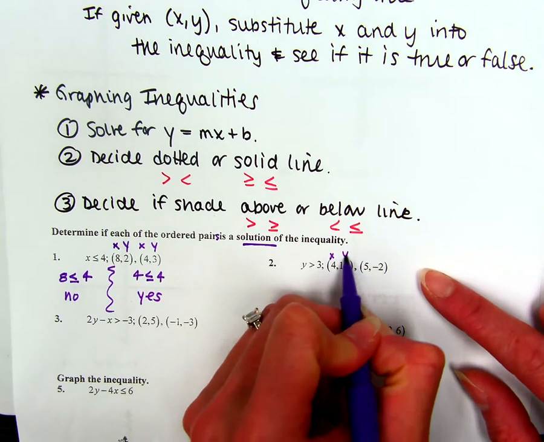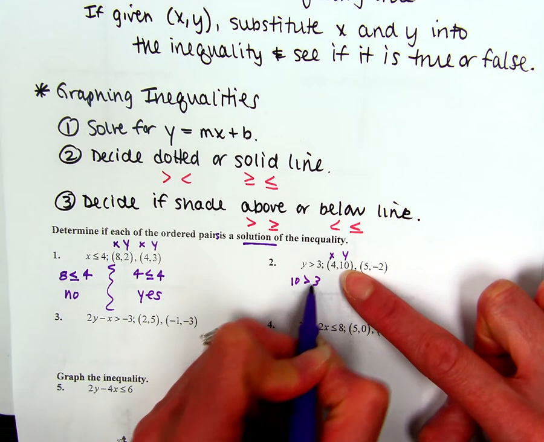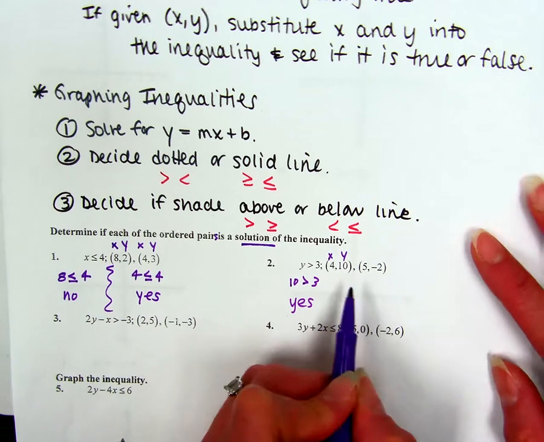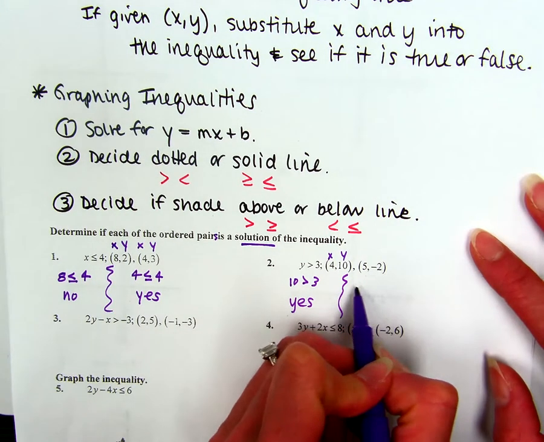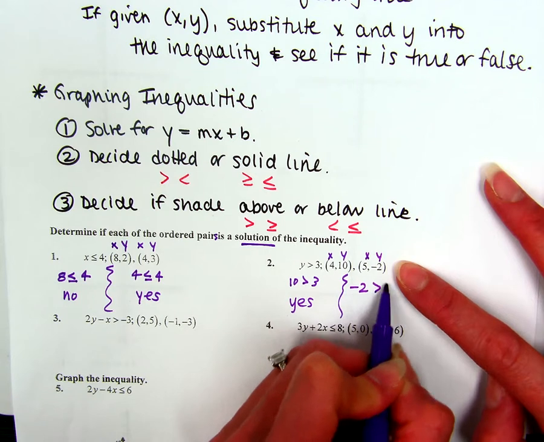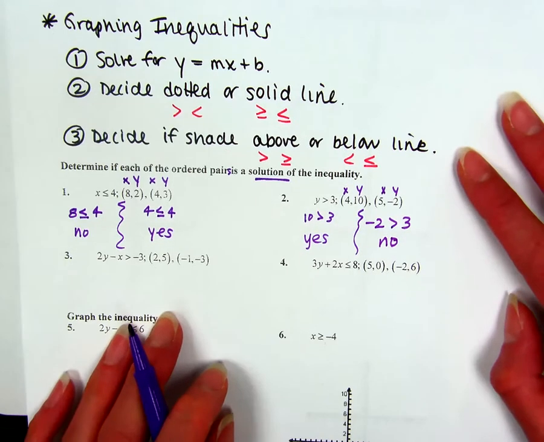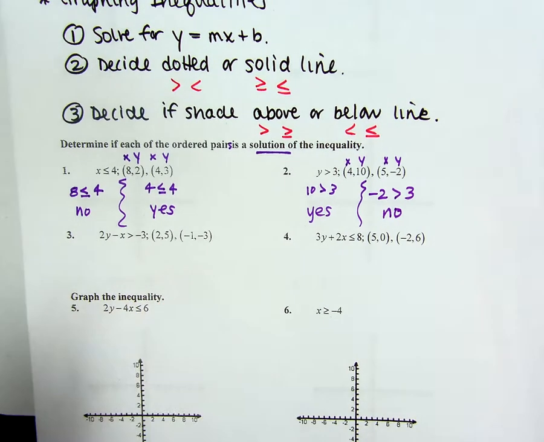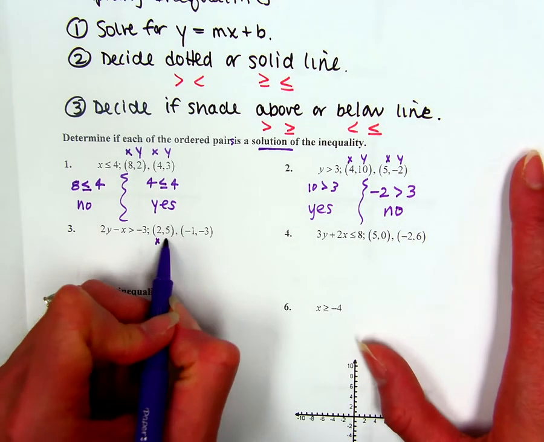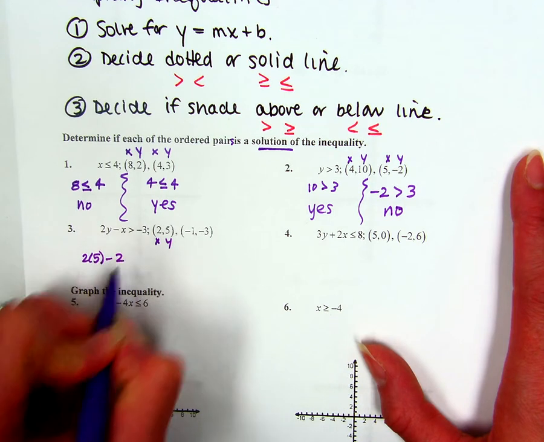So x and y, for this one it's only y is greater than 3. So I just need 10 is greater than 3. That is true, so that's a yes. And then the second part of the question is (5, -2). So I only need -2 is greater than 3. That's a no. So some could be both yeses, both no's, one of each. It doesn't really matter.